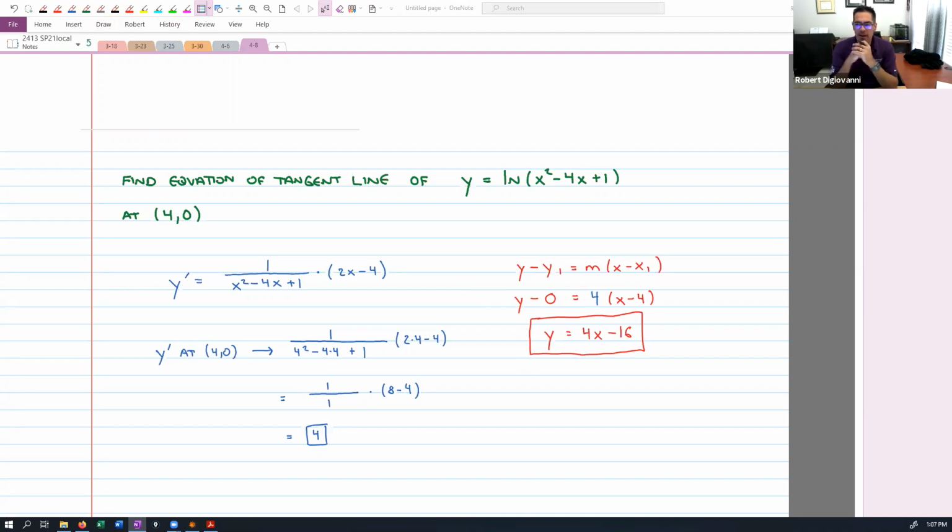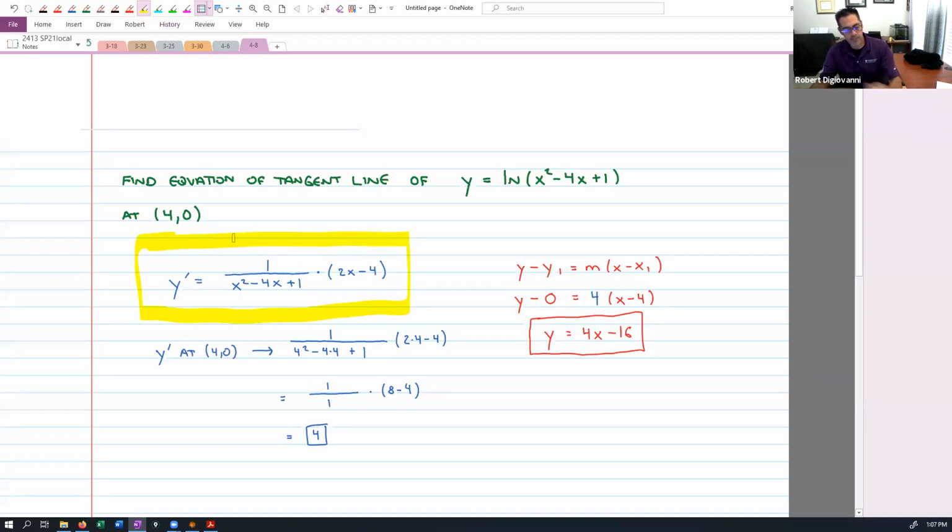Okay, do we need to talk about this at all? Anybody have any questions over the derivative itself? In yellow, any questions on that? Chain rule, right? The derivative of natural log of anything will be 1 over that anything, whatever it is. And then chain rule says times the derivative of what's inside, which is your 2x minus 4, in parentheses, must be in parentheses.